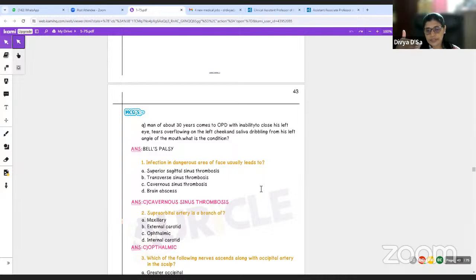So if there is an infection in the dangerous area of the face, this infection can spread to the cavernous sinus through this route: from the deep facial vein to the pterygoid venous plexus, from the pterygoid venous plexus to the emissary vein, and from the emissary vein to the cavernous sinus. So it is like a retrograde spread.